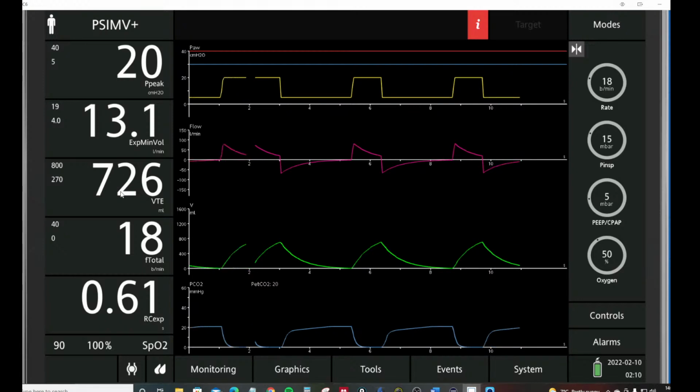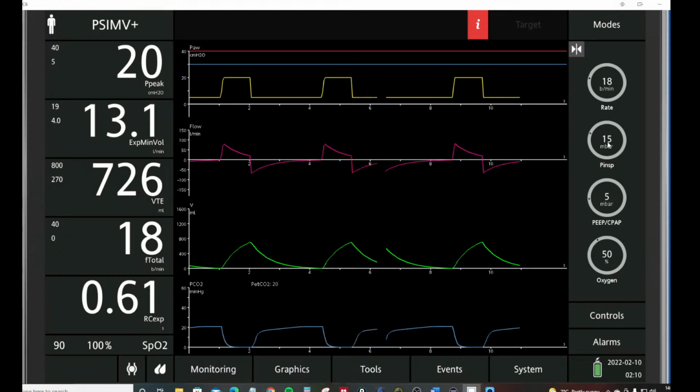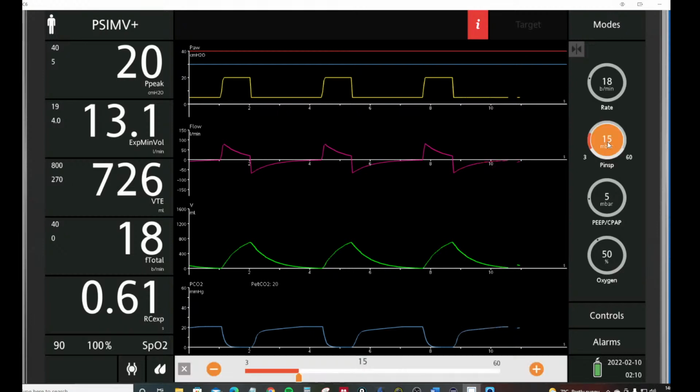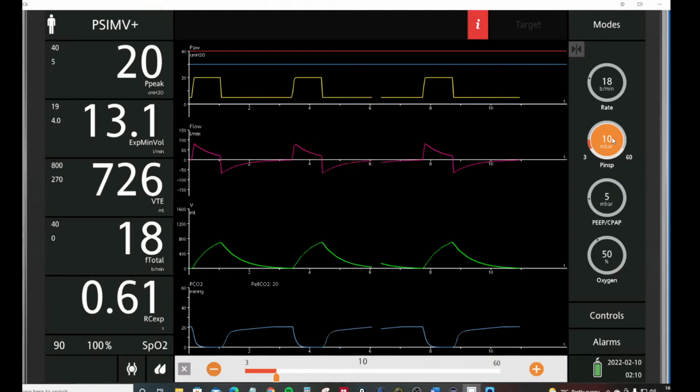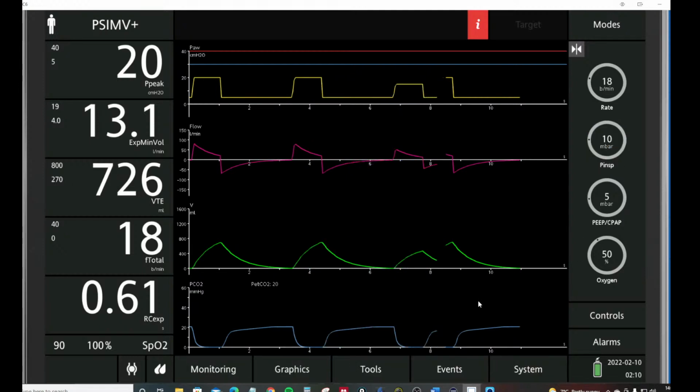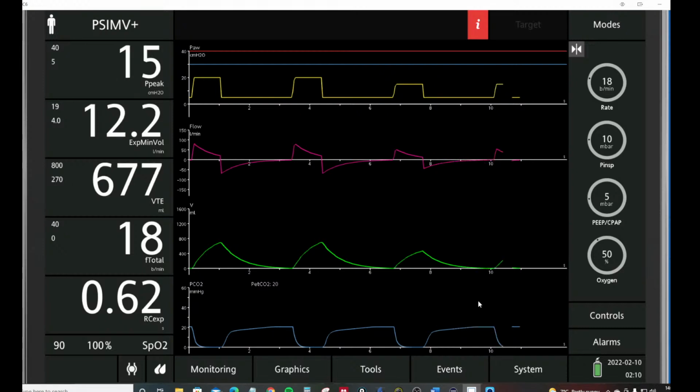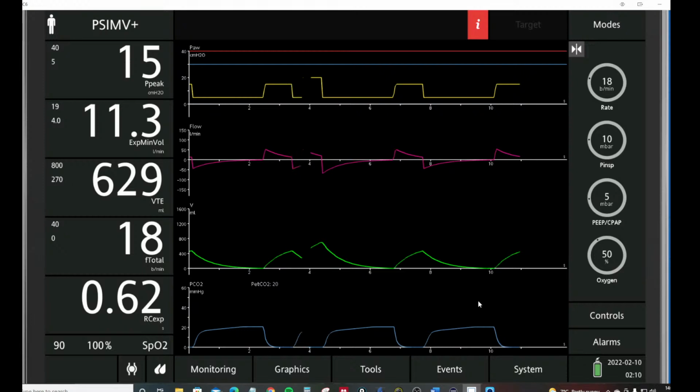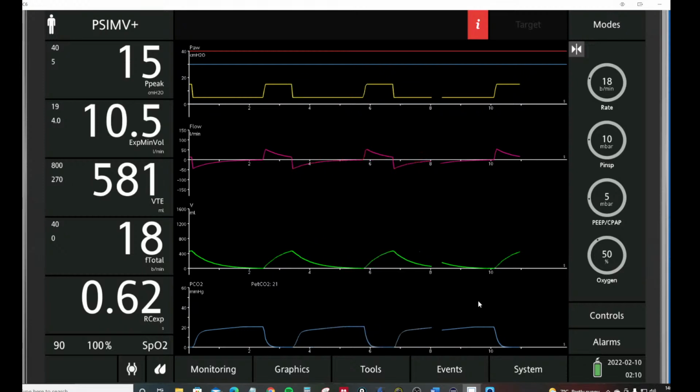So let's assume, for example, we wanted 450 mils per breath. Well, what we would then have to do is go to our pressure control or our pressure inspired, and turn that down. So if we turn that down to say 10, click on that, then hopefully you should see the tidal volume start to drop, because now we're not putting so much pressure into the patient's lungs anymore, and therefore they're not being filled so much. So you can see that our tidal volumes have dropped as a consequence.